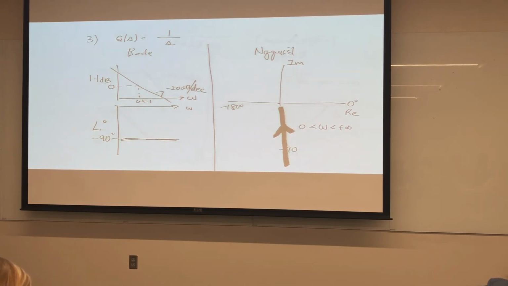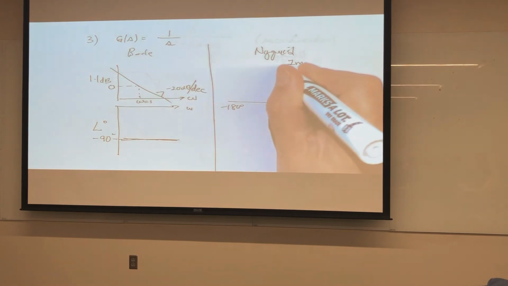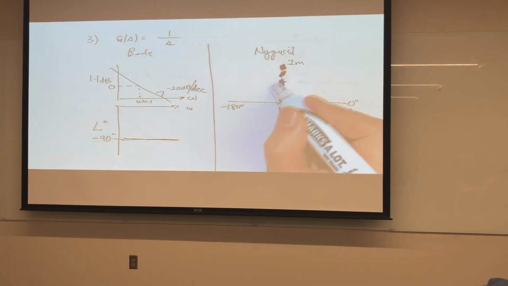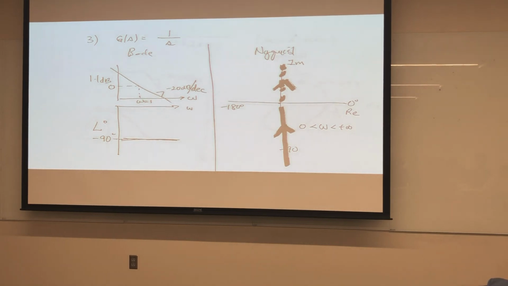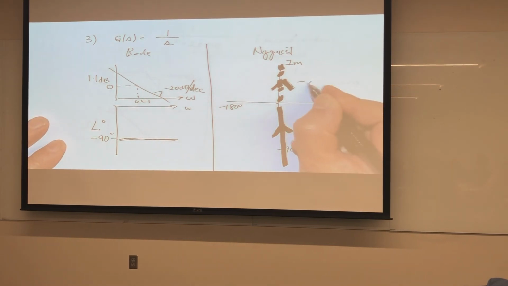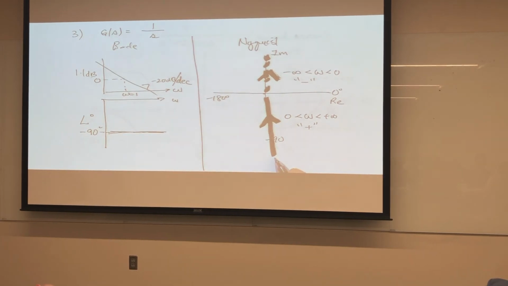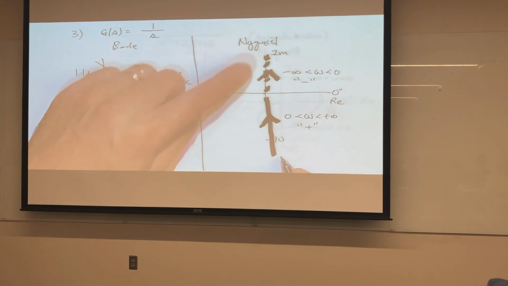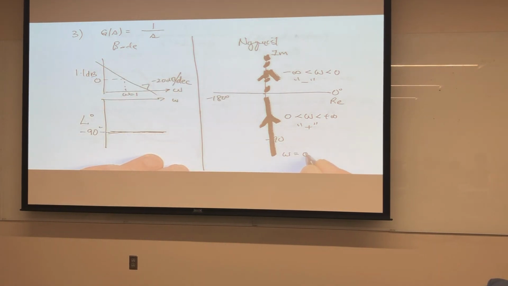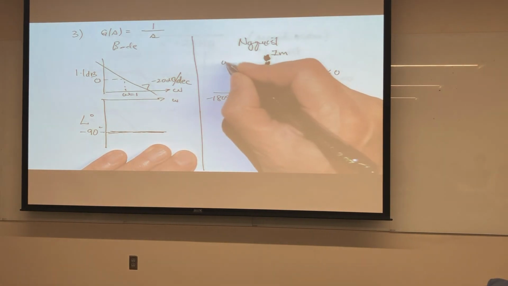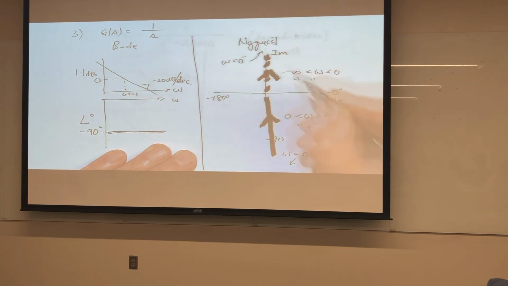For negative omega, we've got this. Okay. Think of this as negative omegas. This is positive omegas. All right, so omega equal to 0 positive is way down here. Here's omega equal to 0 negative, way up there.